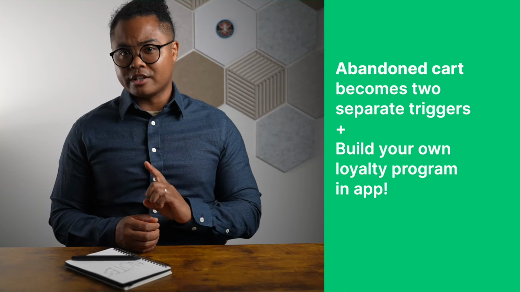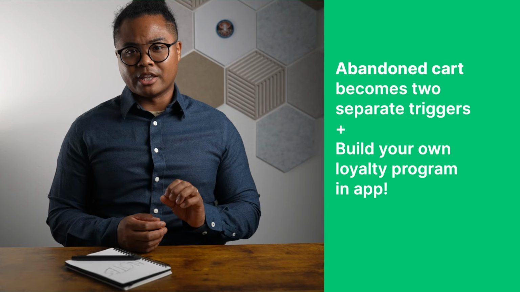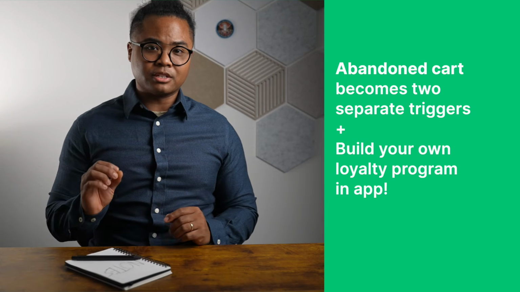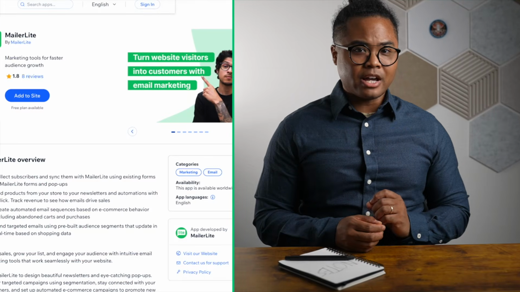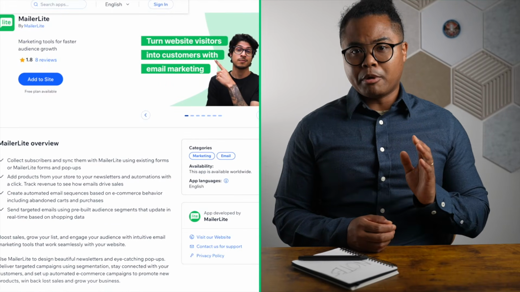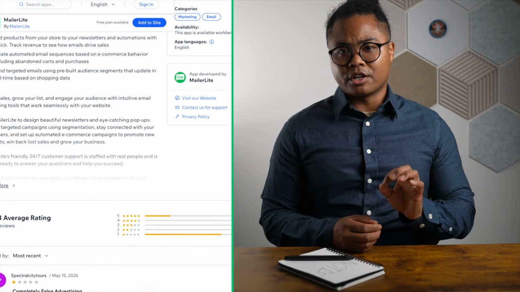Also today, abandoned cart is now 2 triggers instead of 1. And there's a new one that lets you build out a loyalty program easily right in your account. Plus, MailerLite is now in the Wix App Market, so your pop-ups go on Wix sites without touching code. And there's a new Lovable integration, so apps that you build there can play nice with your email marketing ecosystem.